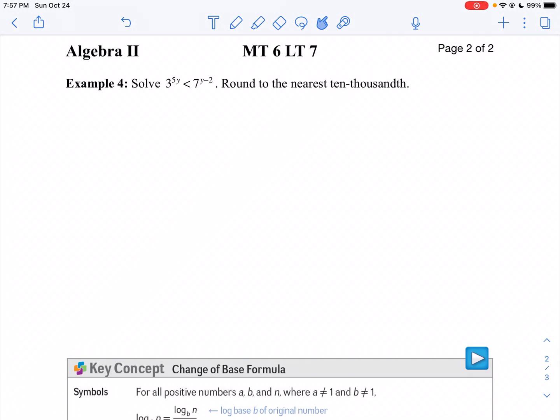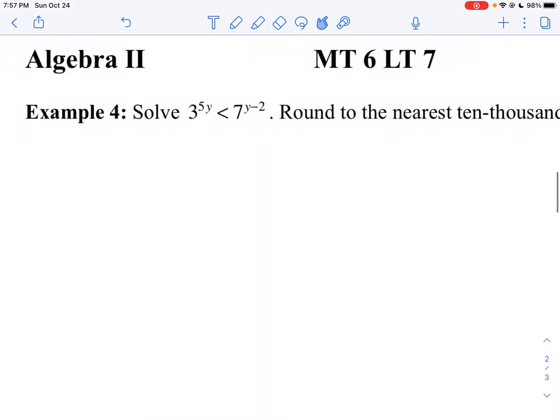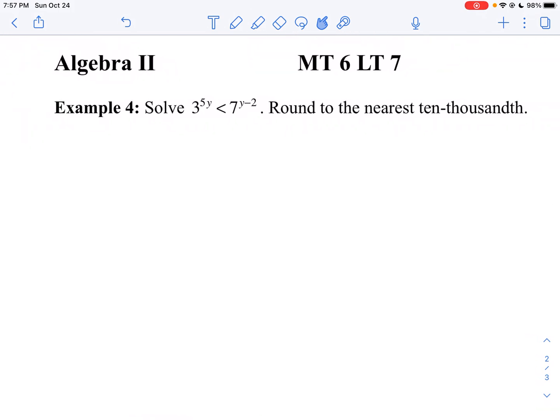Now we're going to approach an inequality in the same manner. The only thing we have to pay attention to is that sometimes the log can be negative, like if we have the log of a number less than 1. So what I'm going to do, first off, is take the log of both sides.